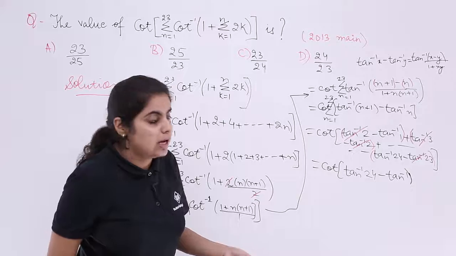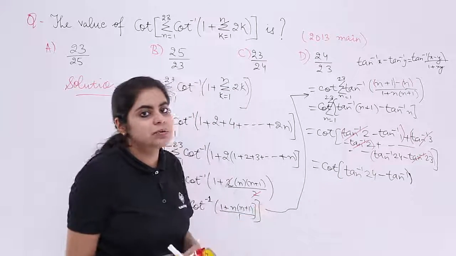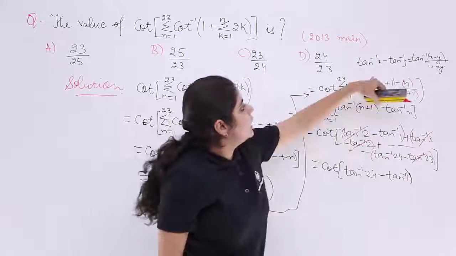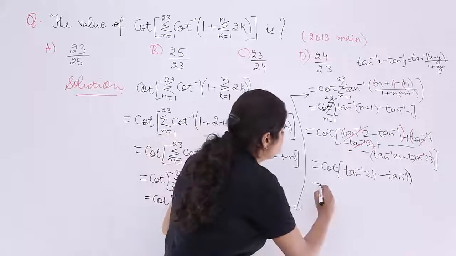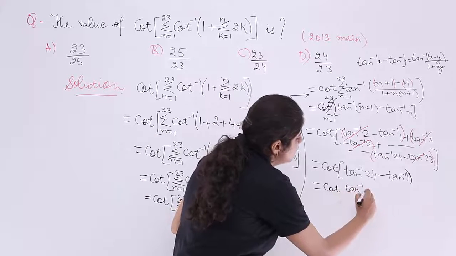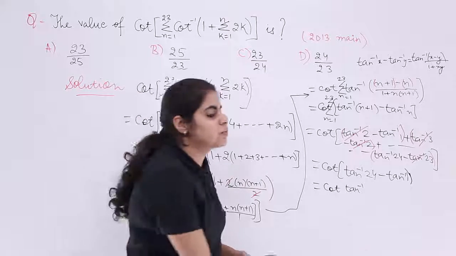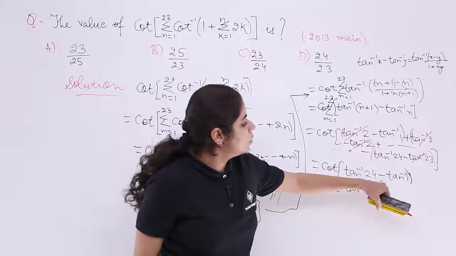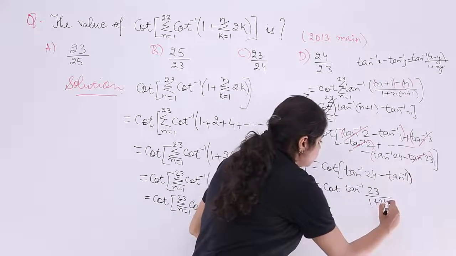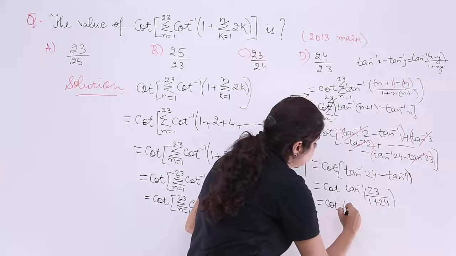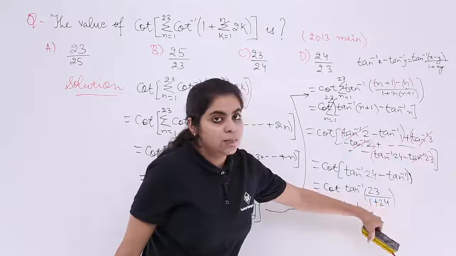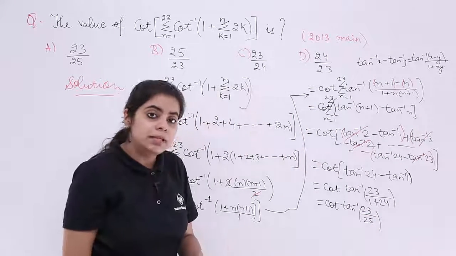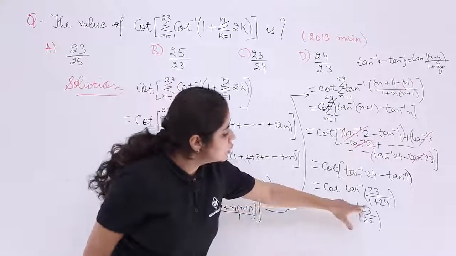Again you can use the formula tan inverse x minus tan inverse y. You know the formula of tan inverse x minus tan inverse y? It is basically tan inverse of x minus y upon 1 plus xy. So it is cot outside, tan inverse of x minus y, that is 24 minus 1, which is 23, upon 1 plus x into y. What is x into y? 24 into 1, which is 24. So it is cot tan inverse 23 upon 25. But do we limit the question here only? Is the answer 23 upon 25?